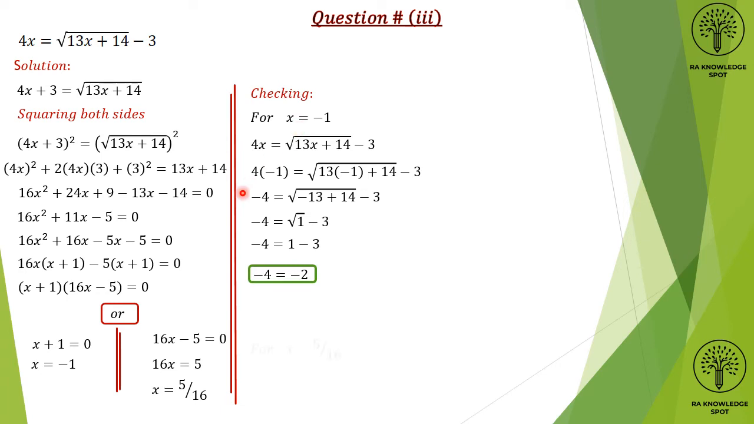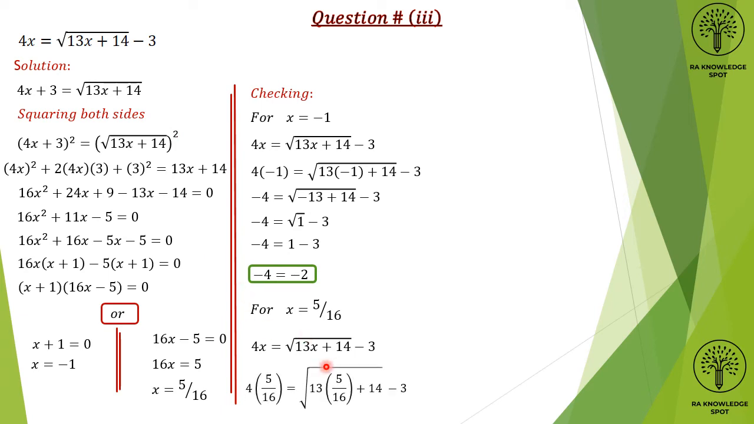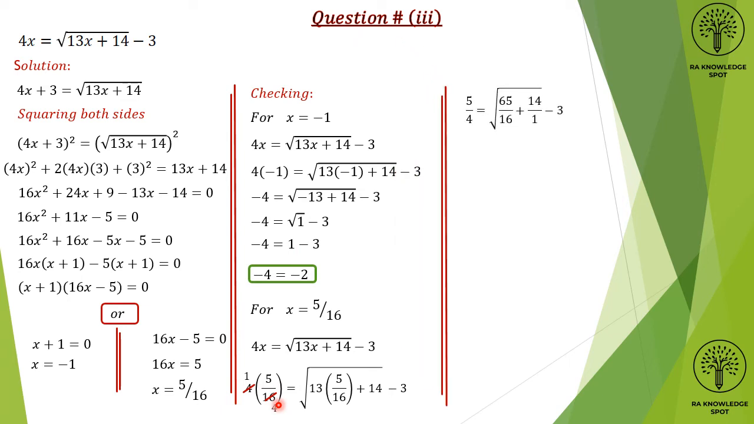It means this is not the solution of the question. Moving towards the next, you have to check for 5 by 16. Putting the value in this question, 4x is equal to this. Furthermore, some simplification and cancellation: 4 ones are 4, 4 is 16, and now 5 by 4. Now there is no cancellation. What we have to do: 13 5s are 65 divided by 16, 14 by 5, and I'm just going to write 1 here for your convenience.